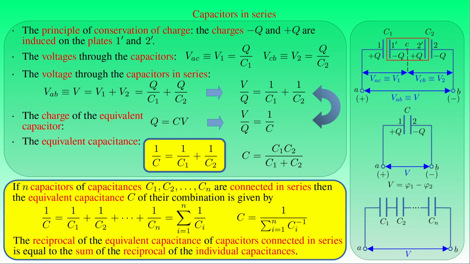It follows from these formulae that the net capacitance of capacitors connected in series is always less than the capacitance of any of the capacitors. If each capacitor connected in series has the same capacitance, then the equivalent capacitance is equal to the capacitance of the capacitors divided by their number.